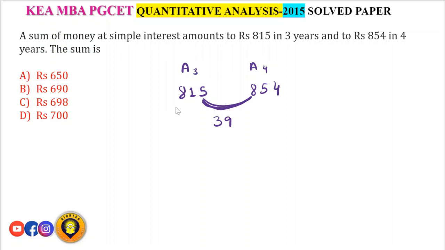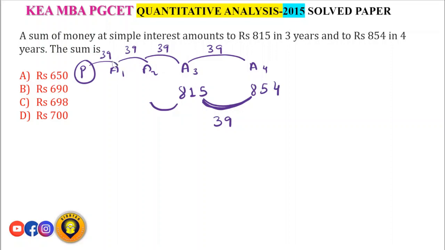That means the same interest will be added throughout the years, right? Let's say this is the principal, then the first year, second year, third year and fourth year. On the fourth year, 39 rupees interest is added, and the same interest is added throughout the years. Now find the sum, that means find the principal. For 3 years the same interest is added, so for 3 years the interest will be 39 into 3, which is 117. 117 rupees interest is added in 3 years.